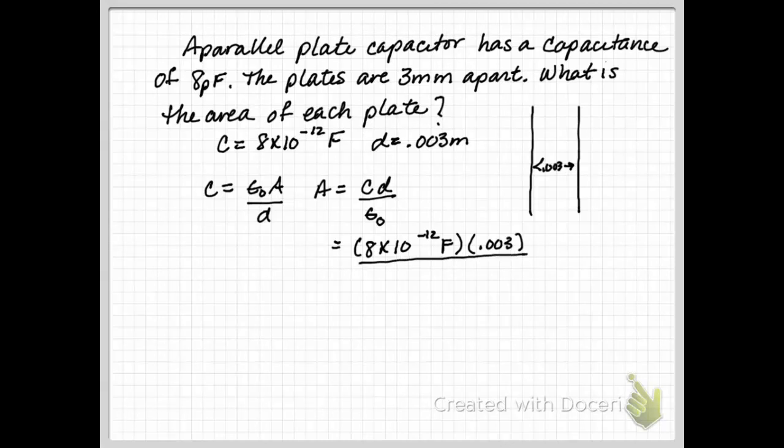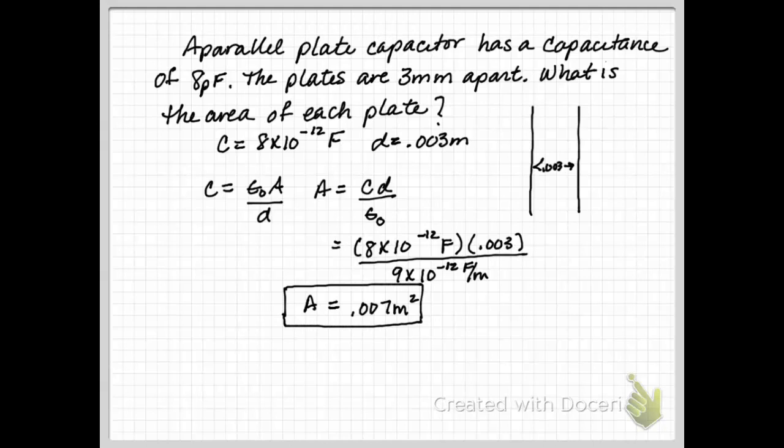And epsilon naught is kind of an interesting unit because of the relationships between volts and charge and farads. The unit on this just gets renamed to farads per meter. And then if you do the math, what you find out is 7 square millimeters is what the area of each of the plates is. So that's 2 plates each with that same area.